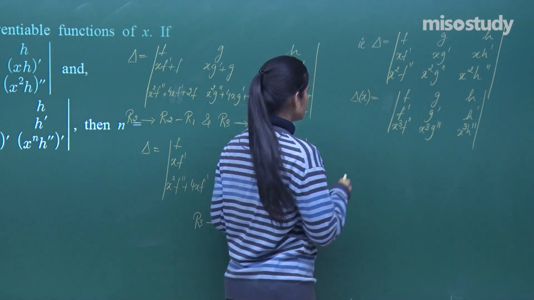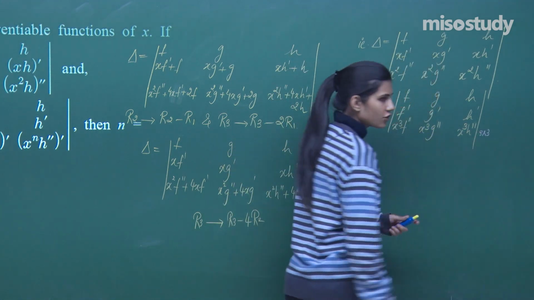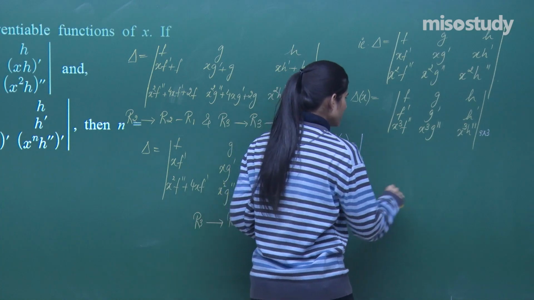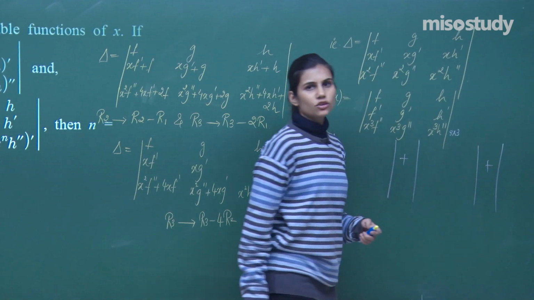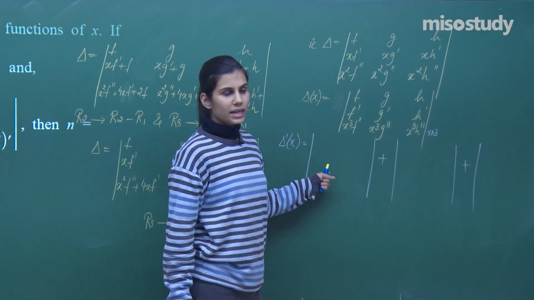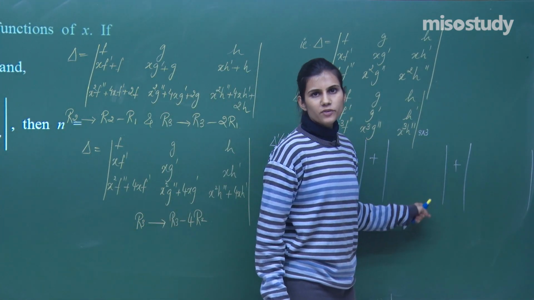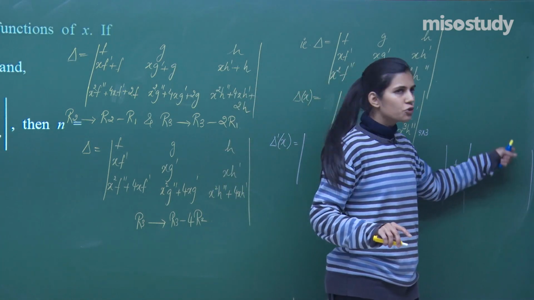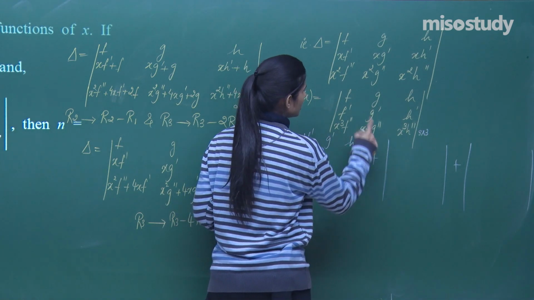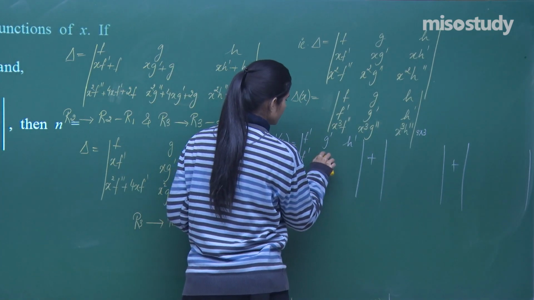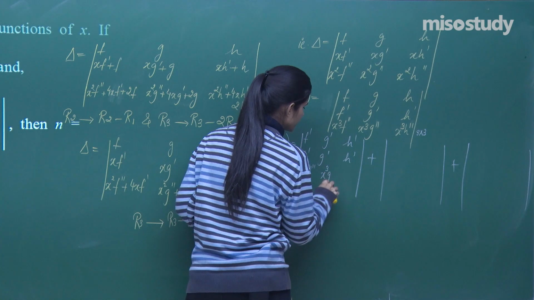Now let's perform delta dash. Delta is a determinant of order 3 cross 3. So delta dash can be written as the sum of 3 determinants, each of order 3 cross 3, wherein the first will be obtained by differentiating the first row, keeping the next two intact. Here differentiate the second row, keep first and third intact. Differentiate the third row, retain the first and second as they are. So differentiate the first row, this is f dash, g dash, h dash, and the rest two as they are.